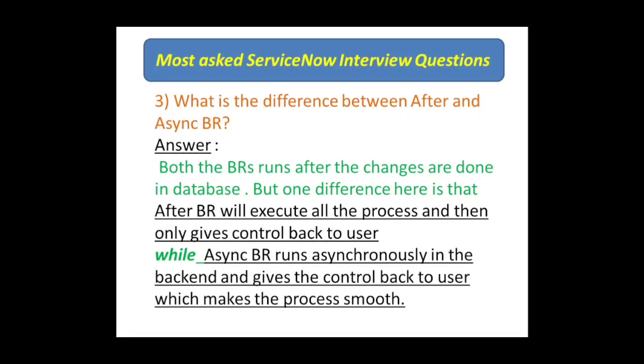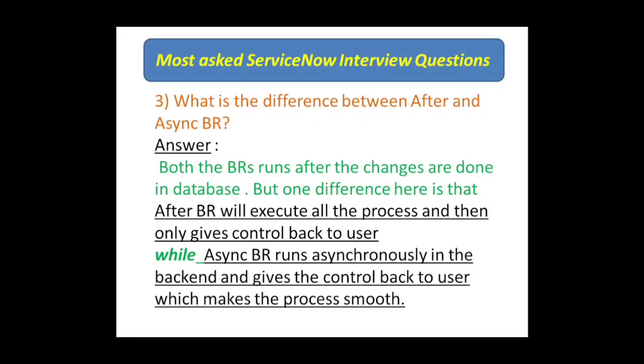So the major difference between after and async business rule is that when an after business rule runs, it will execute all the process, and only then will it give the control back to the user. For example, if we have a requirement that whenever an incident is created and stored in the database, we have to update 10,000 records. In that case, an after business rule will take so much time, right?